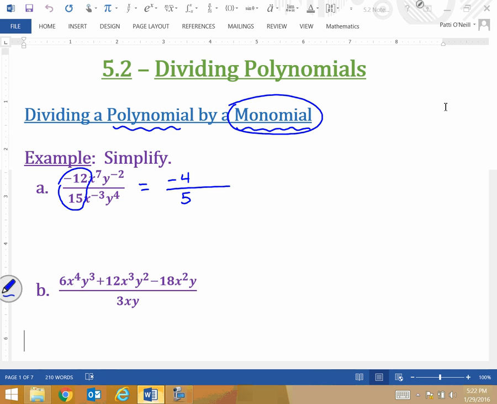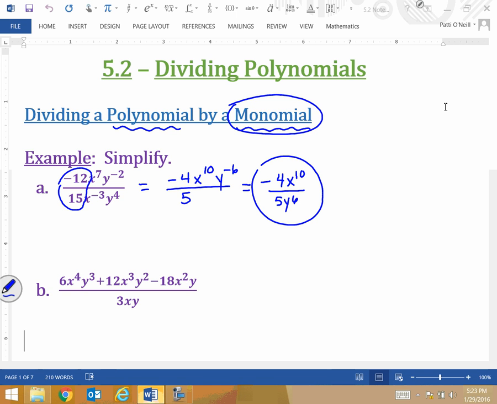And then as far as the x's go, when I subtract my powers, I get x to the 10th up in the numerator. And when I subtract my powers for the y's, I get y to the negative 6th. Now that technically belongs in the numerator, but when I write it for my final answer, I'm going to say negative 4x to the 10th over 5y to the 6th. Final answer. So that's a little review of what we did in section 5.1.